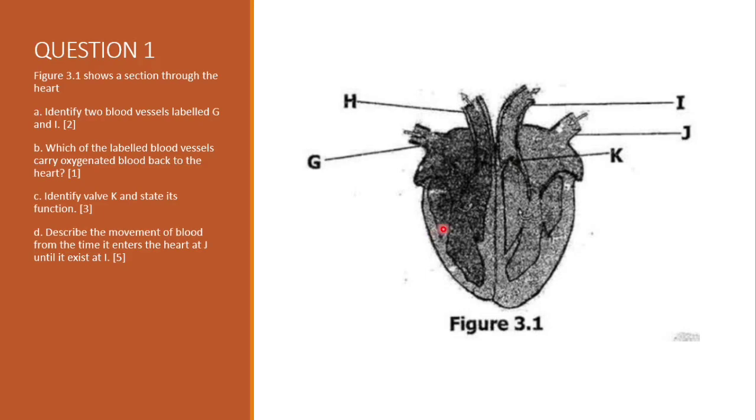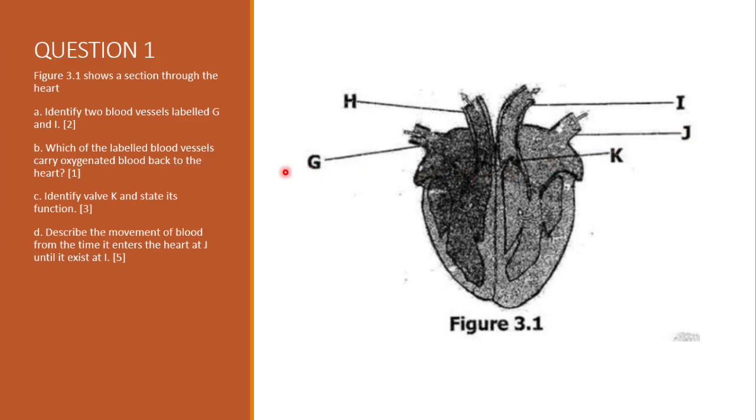Looking at what we have here, this blood vessel transports deoxygenated blood from all parts of the body to the heart. This deoxygenated blood will then come out of the heart through this other blood vessel labeled H, and go to the lungs. Once blood passes through the lungs, it absorbs oxygen, so it will be oxygenated. Then it will come back to the heart through this blood vessel labeled J.